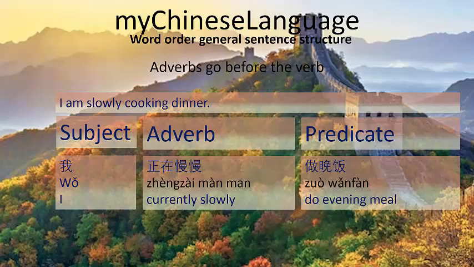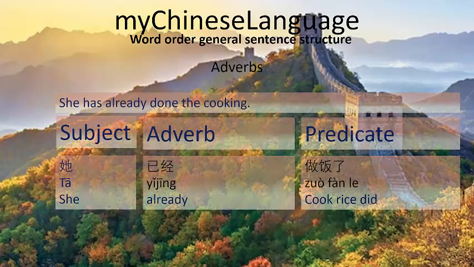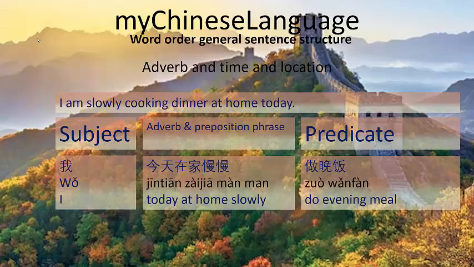Adverbs as predicates. Adverbs in English can be placed before or after the verb, but in Chinese are customarily placed immediately before the verb. I am cooking dinner slowly. 我正在慢慢地做晚饭. She has already done the cooking. 她已经做饭了.